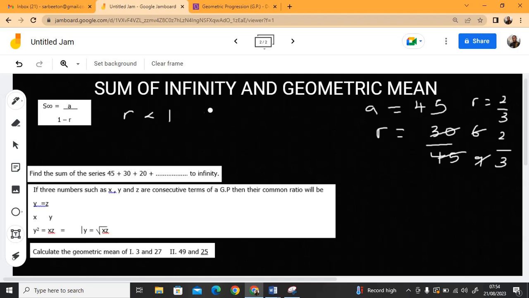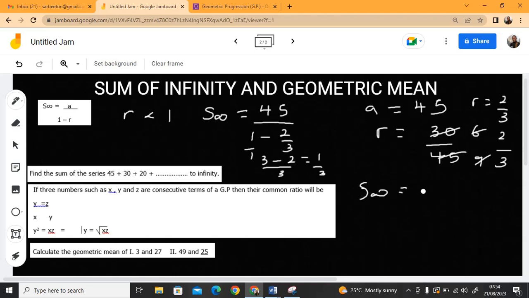Using the formula, sum of infinity equals, what's my a? My a is 45 over 1 minus what? My r is 2 over 3. So you can do 1 minus 2 over 3 here. This is over 1. The LCM is 3. 3 goes in 1 three times. 3 times 1 is 3. Minus 3 goes in 3 once. 1 times 2 is 2. And 3 minus 2 is 1 over 3.